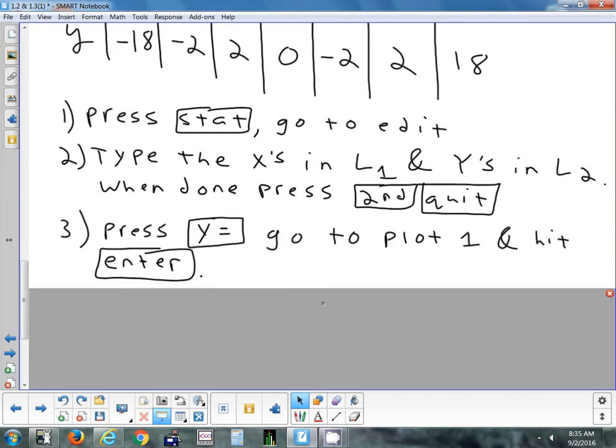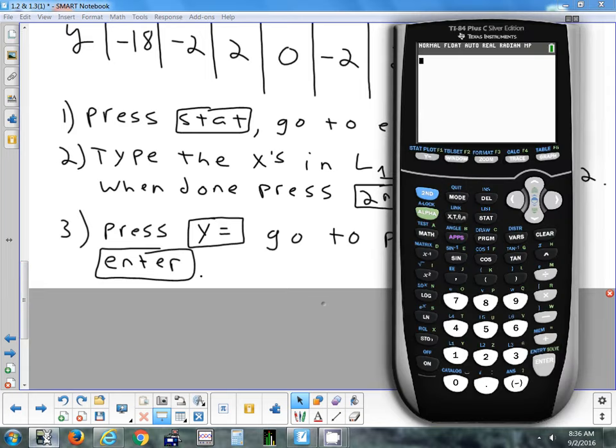And now we're going to go back to where we graphed something. We're going to press the y equals button, and we're going to go to plot 1 and hit enter. So let me show you where that is. Plot 1 is right at the top. To get up there, you just press your up arrow. Now it's highlighted. Hit enter.